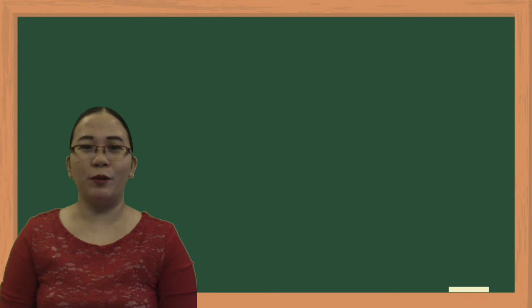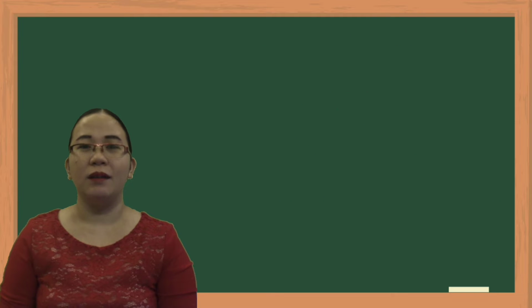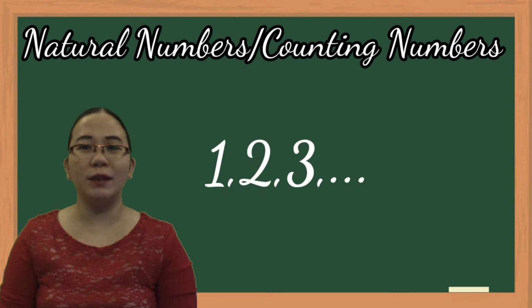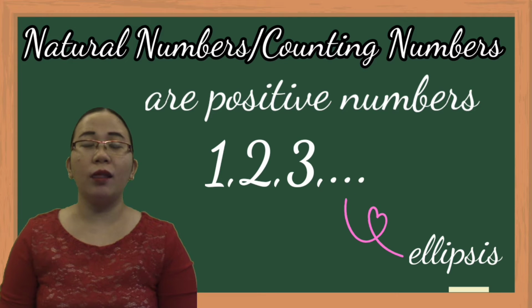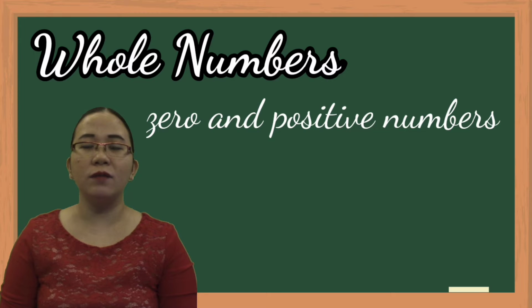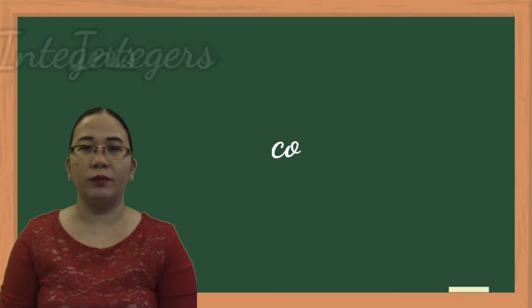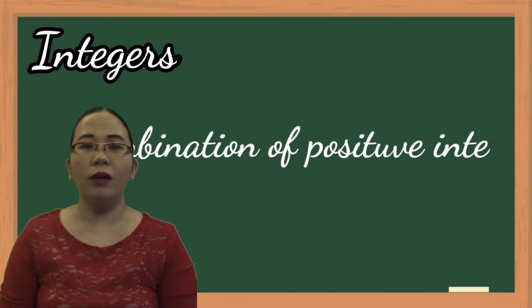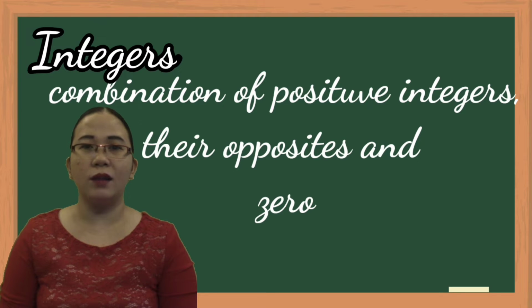In real numbers, we also have a family tree. But this time, we will start with the subsets of real numbers. Natural numbers are positive numbers. We use 3 dots or ellipses to indicate the pattern continues indefinitely. Whole numbers consist of 0 and positive numbers such as 0, 1, 2, 3, and so on. Integers are the combination of positive integers, their opposites, and 0.